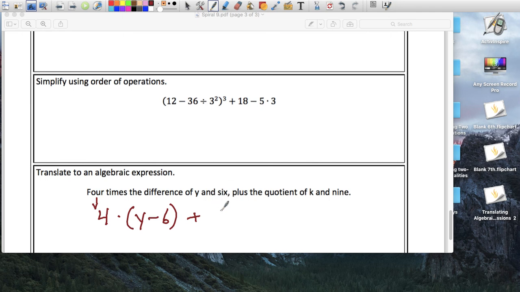Quotient of k and 9. So that's my final answer. Quotient means division, right? I'd rather you use quotient as a division instead of writing k divided by 9. It's much better if you write it in that manner. So this algebraic sentence translates to this: 4 times the difference of y and 6, plus the quotient, the division of k and 9. And that's that.